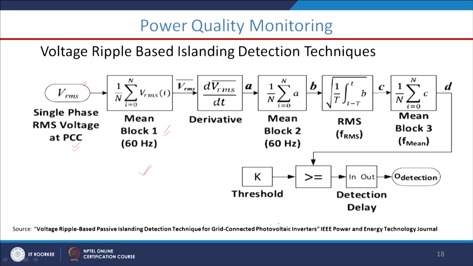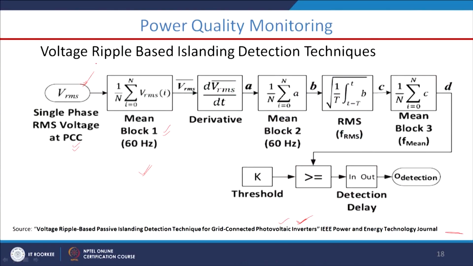This is not our work; this work is cited in this particular paper. Due to lack of space, I have not kept all the data points here. It is the voltage ripple based passive island detection technique for grid connected photovoltaic inverters. You can follow this paper, where all the details are present.